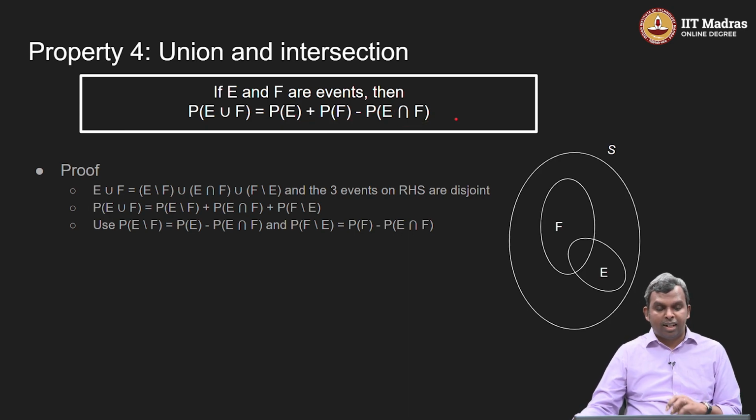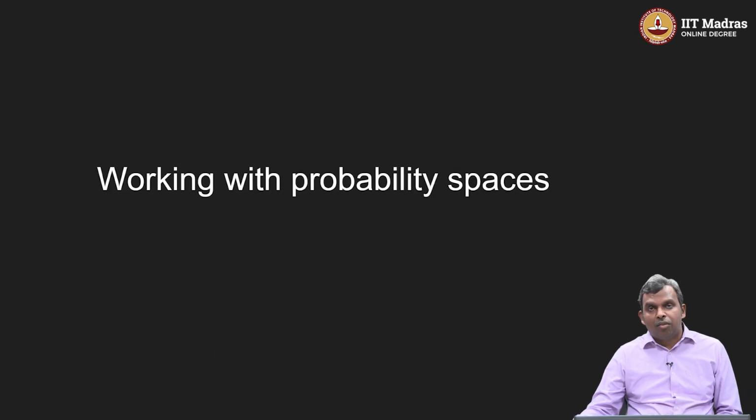So this is union and intersection. We had the empty set property, and the complement property: the probability of the complement of an event is 1 minus the probability of the event. Then we had the subset property, the difference and intersection property, and then the union and intersection property. That is, I believe, the end of all the properties. In the next lecture, we will look at how to use these properties and start computing the probabilities of different events in probability spaces. How do you start working with probability spaces? That we will do in the next lecture.